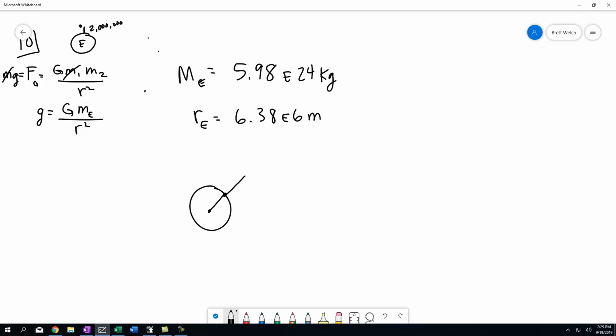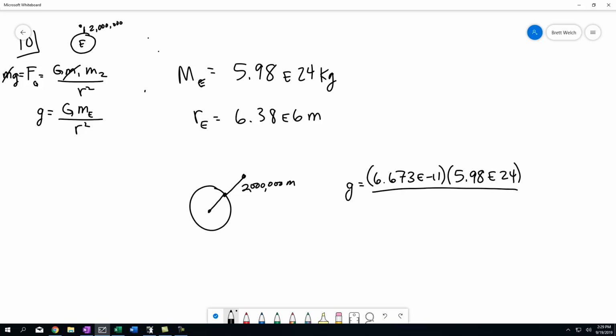But we're an additional 2 million meters above that. And so we have to keep that in mind when we do this calculation. Little g, when we're that high above the Earth's surface, will be equal to big G, which is a constant, 6.673 E negative 11, times the mass of the Earth, which is a constant, 5.98 E24. Remember that E is the scientific notation from the calculator.